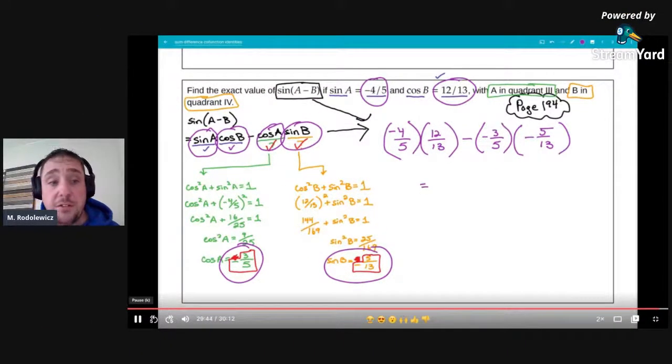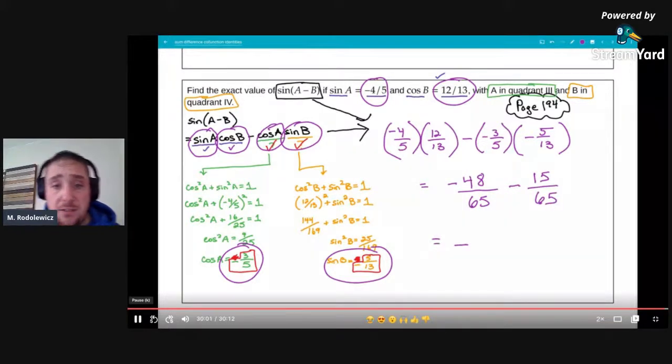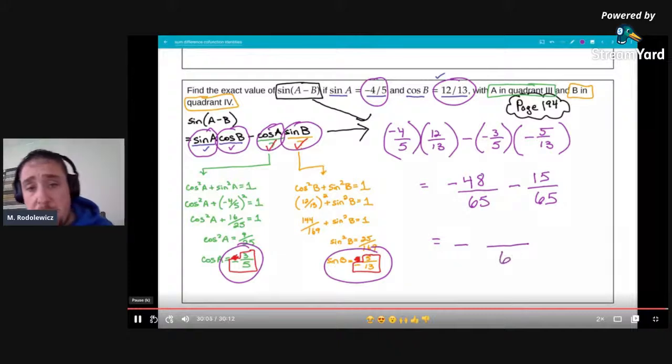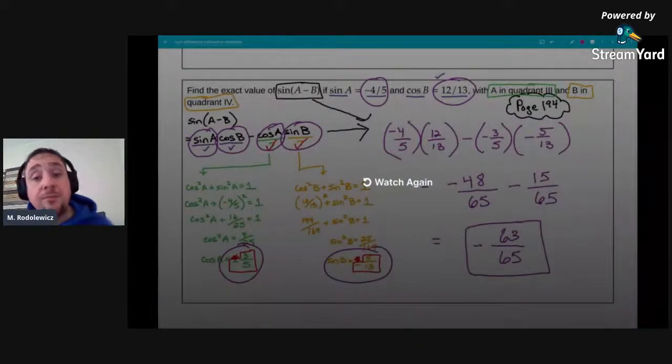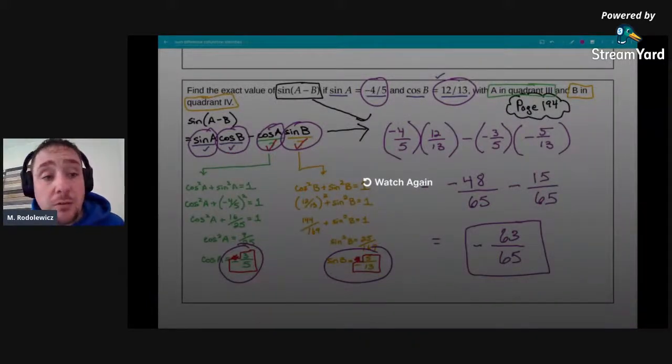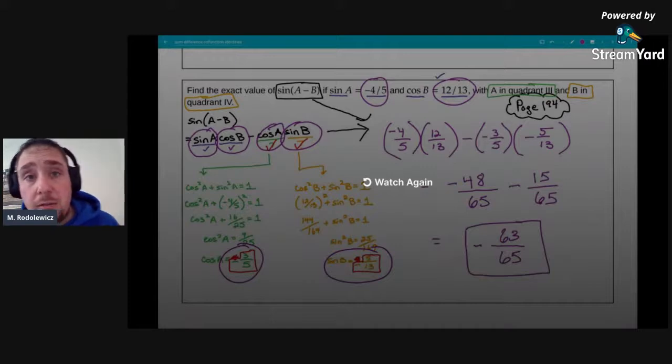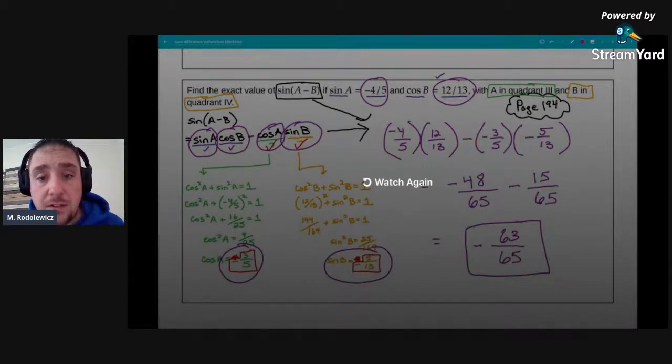Pay attention to your signs. They do get a little bit messy. Work carefully. The product of -4/5 and 12/13 makes -48/65. The product of -3/5 and -5/13 makes 15/65. And combining those values, we get a final answer of -63/65.